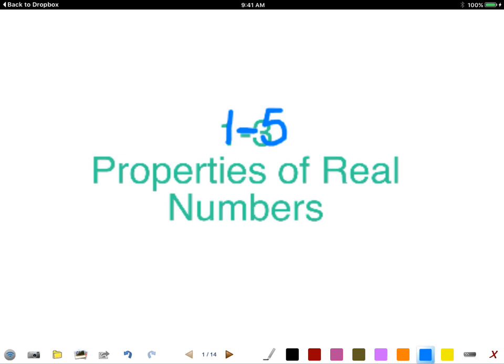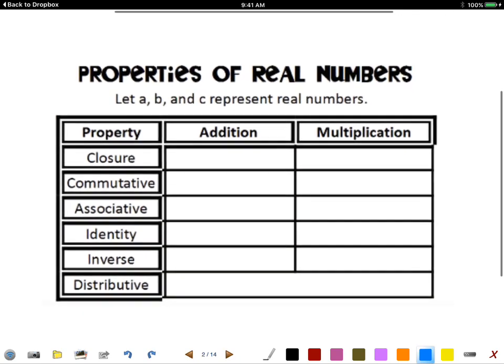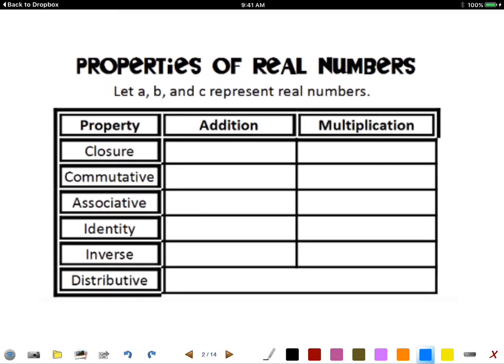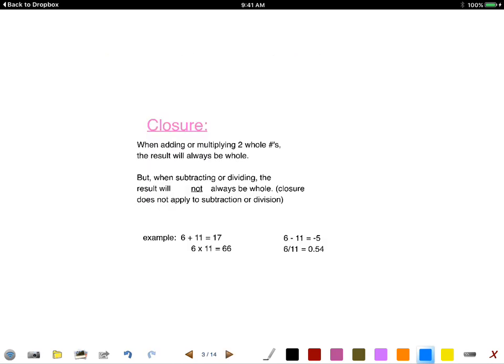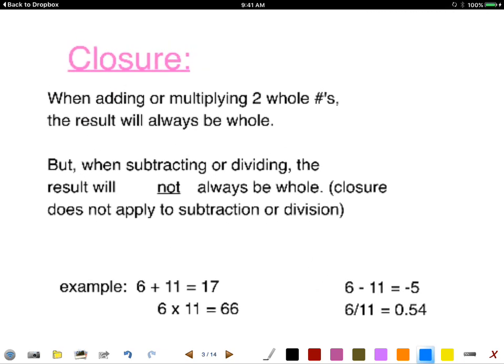Okay, today's lesson is on properties and the different types of properties that we use. So the very first slide that you have here is the chart on your lesson sheet. And as we go along through these different types of properties, you're going to fill in this chart. As you can see, we've got addition and multiplication is basically what we're dealing with. So let's look here first at the closure property.